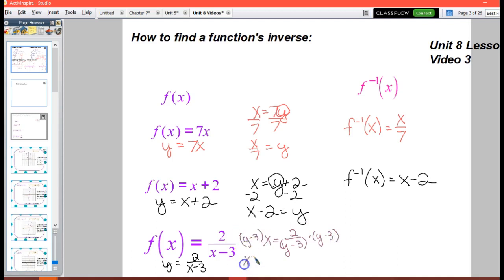And we'll have x times y minus 3 equals 2. To get y alone, remember that's our goal, let's divide by x on both sides. So I got y minus 3 equals 2 over x. Now to get y alone, I'm going to go ahead and add 3 to both sides. So I'd have y equals 2 over x plus 3. Our inverse function then would be noted as 2 over x plus 3.